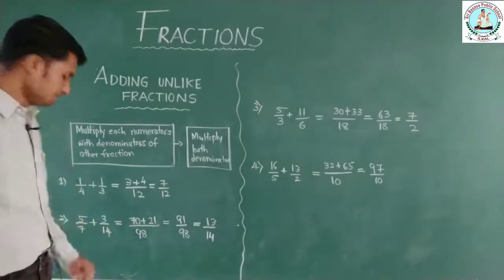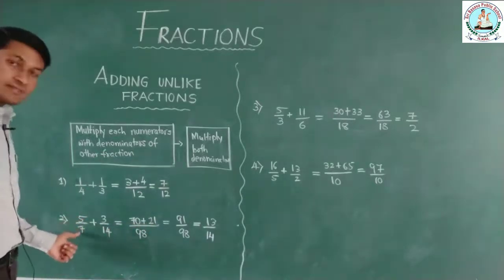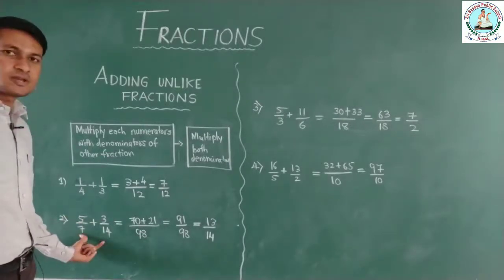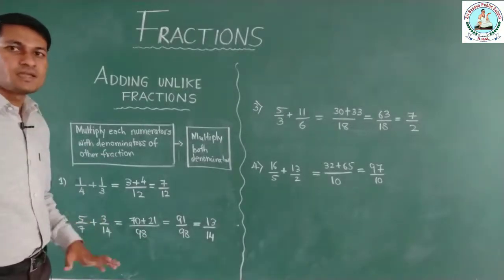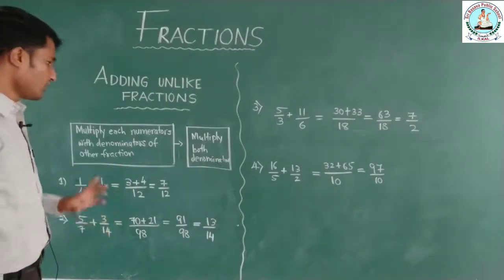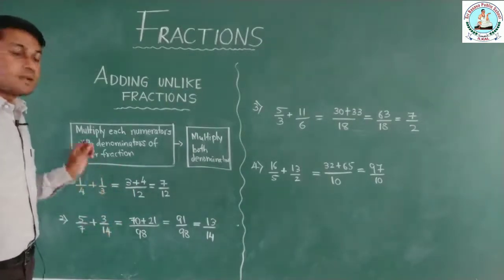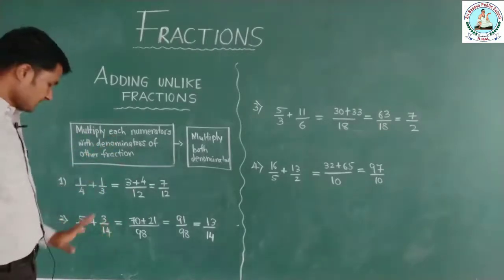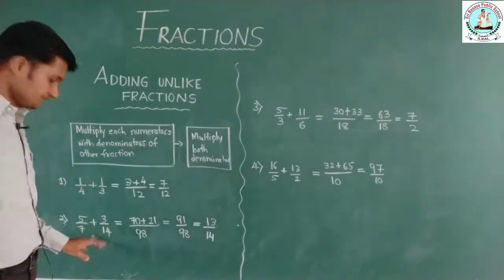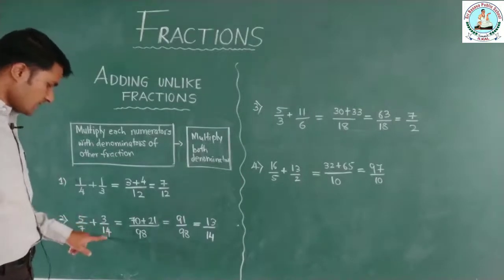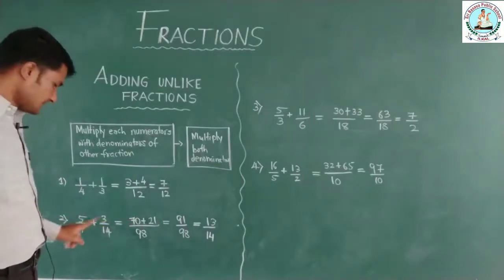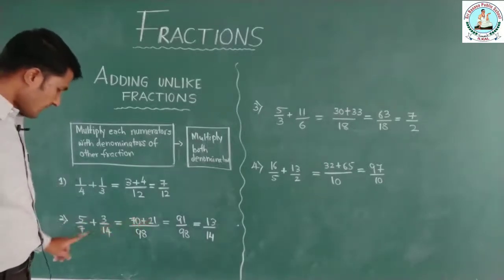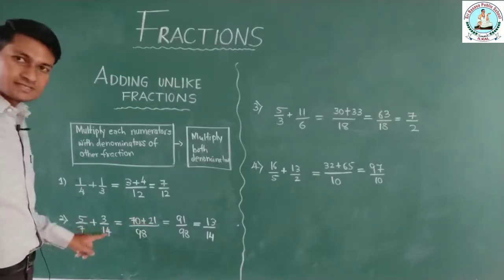Very cool, right? Let's go for the second example: 5 by 7 plus 3 by 14. Again we can notice here that both the denominators are not the same, so we need to add these anyhow. Let's cross multiply. 5 14s are how much? 70, plus, as it is, 3 7s are how much? 21, and 7 14s are, because this is the second step.